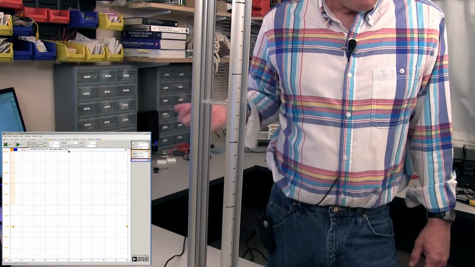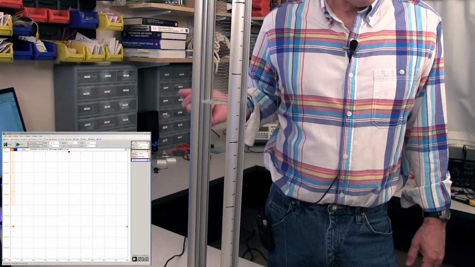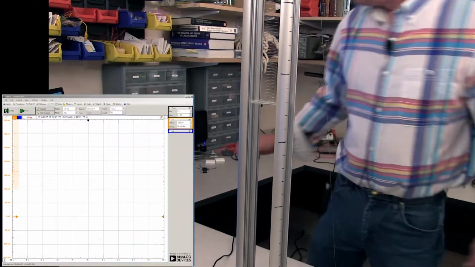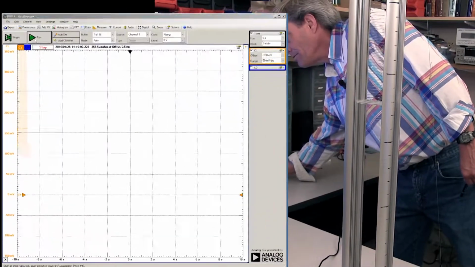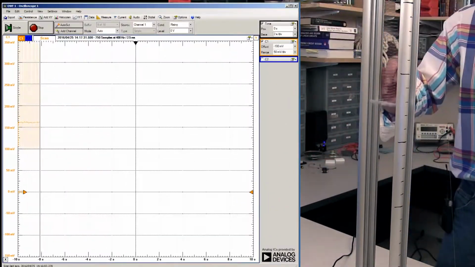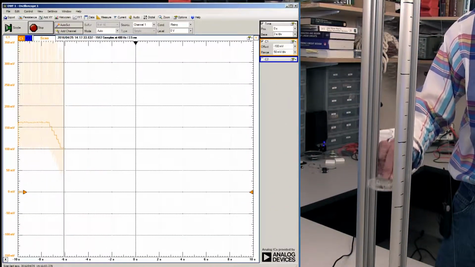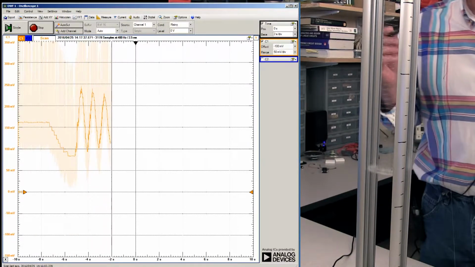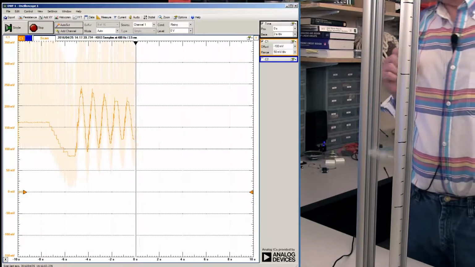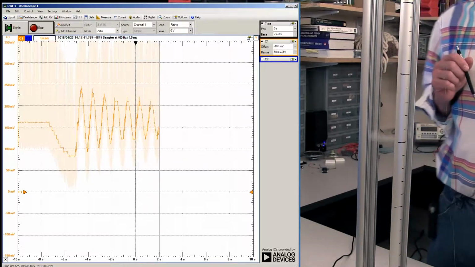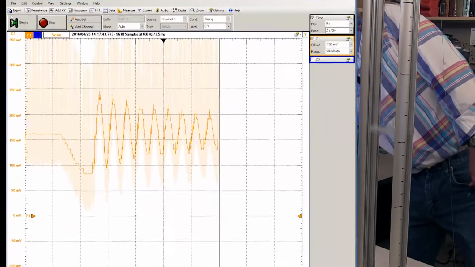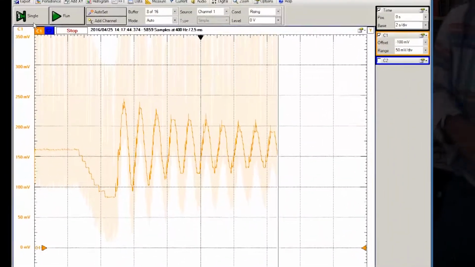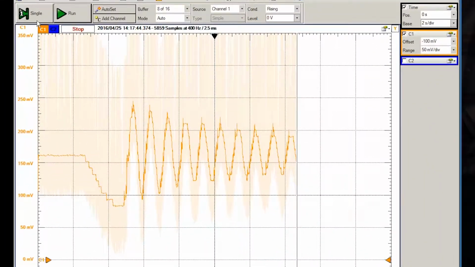I've connected my USB-based oscilloscope to the sensor to record its output voltage. I'll start the oscilloscope acquiring data, stretch the spring, and release the platform. The platform moves up and down, and the voltage out of the sensor tracks this motion. Unfortunately, the output voltage levels are small, only about 0.2 of a volt over the entire range of motion.